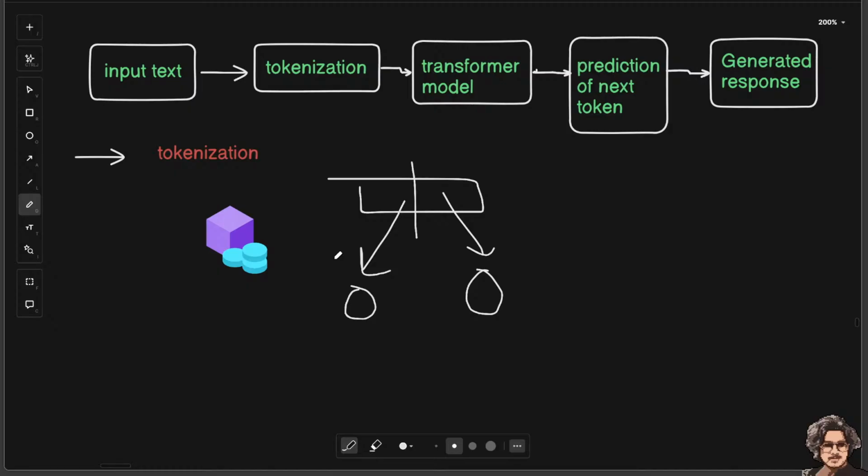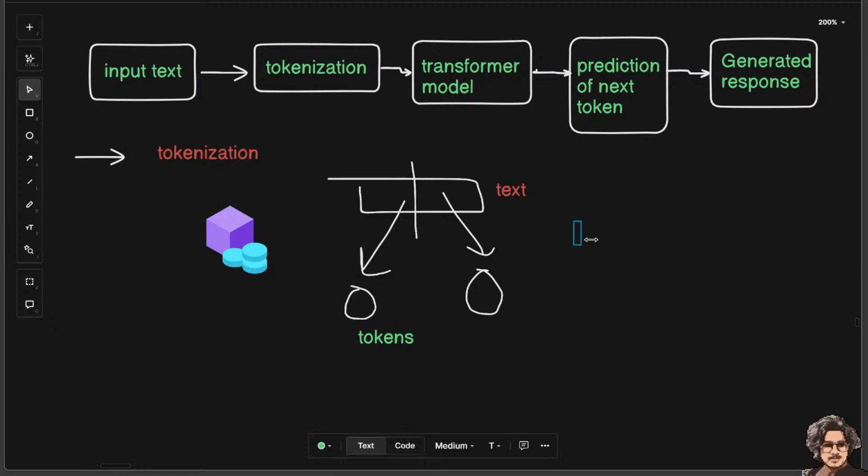So we have to understand what is tokenization. We have text, and we convert the text into smaller units. These smaller units are known as tokens.